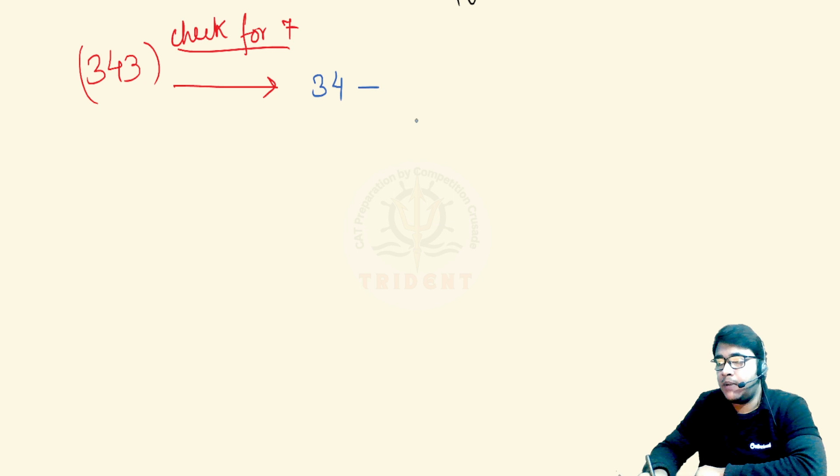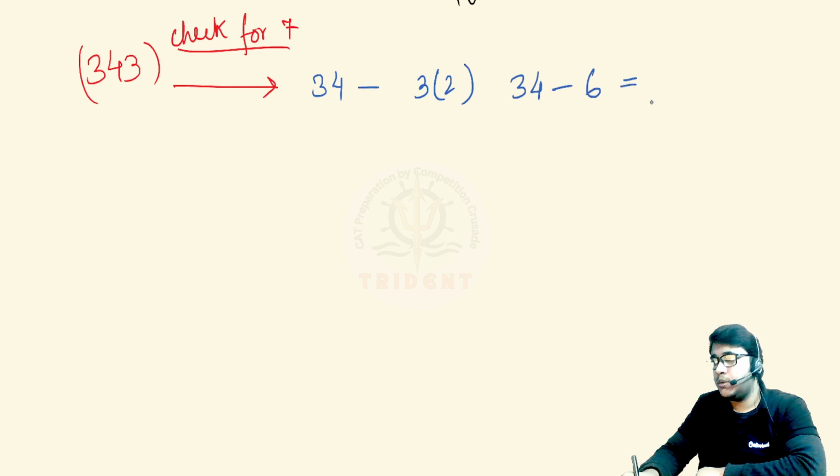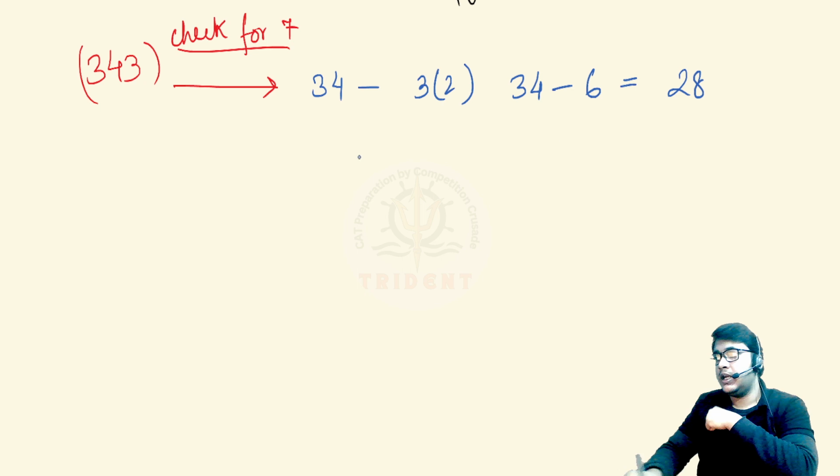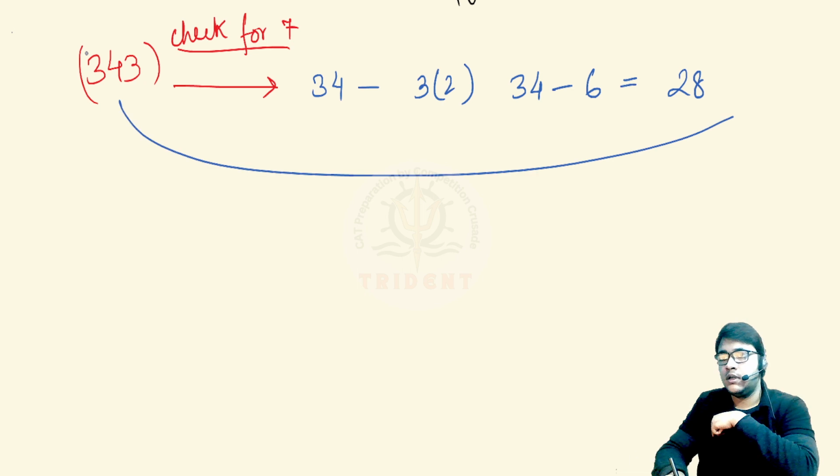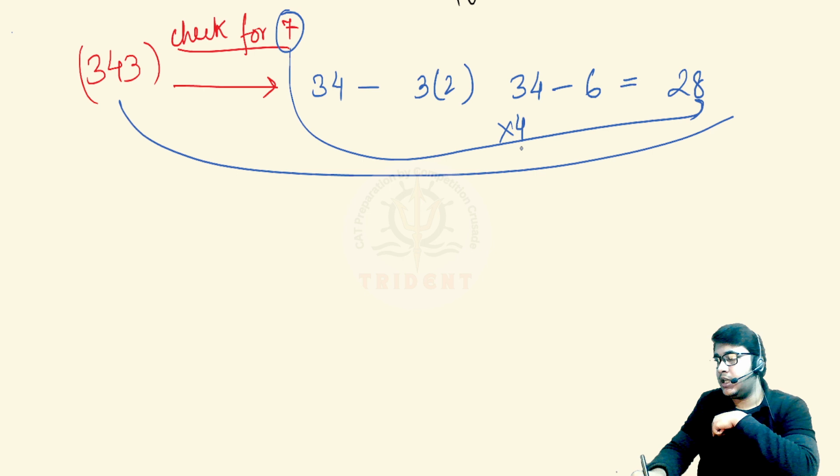34 minus 3 into 2. Okay, don't write 3 into -2, it will be 3 into 2, because the negative seed is 2. So that becomes 34 minus 6. 34 minus 4 is 30, minus 2 is 28. We had to check for 7. So 7 4s are 28.